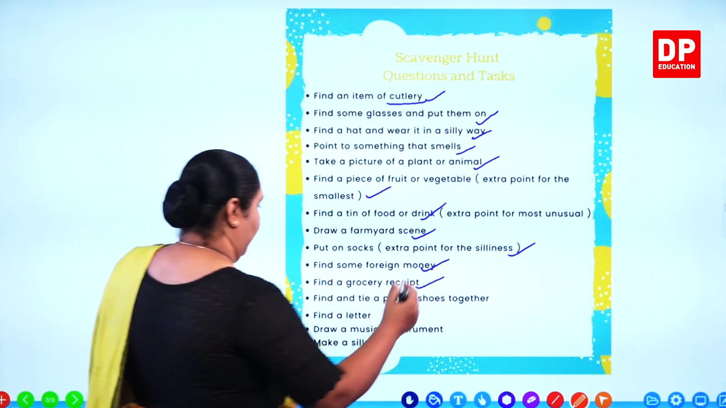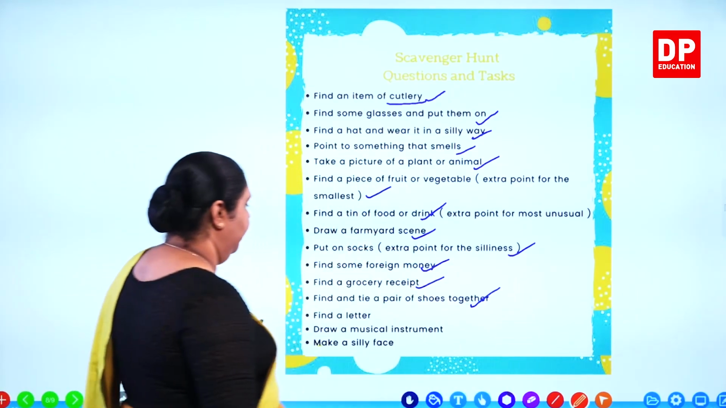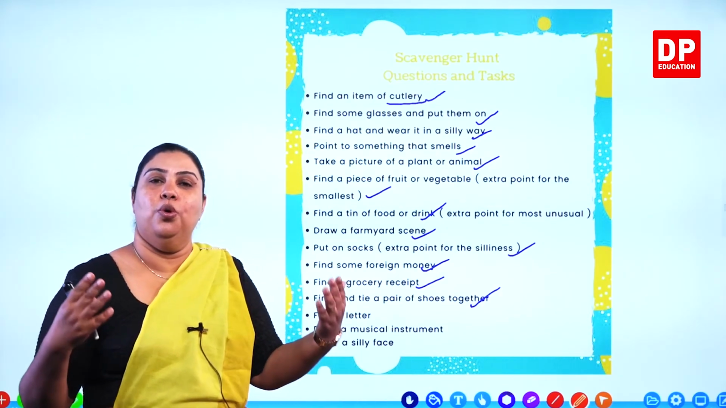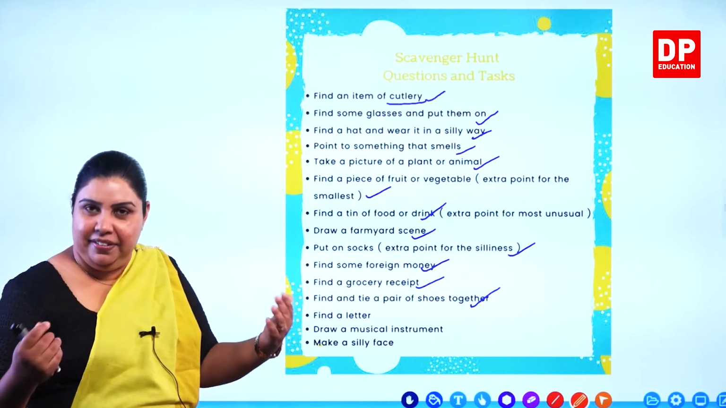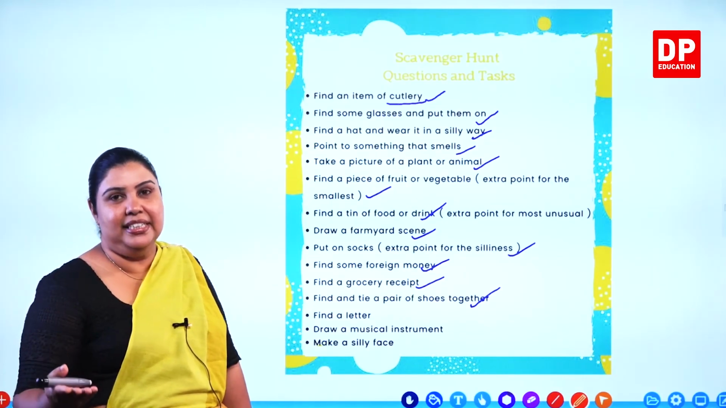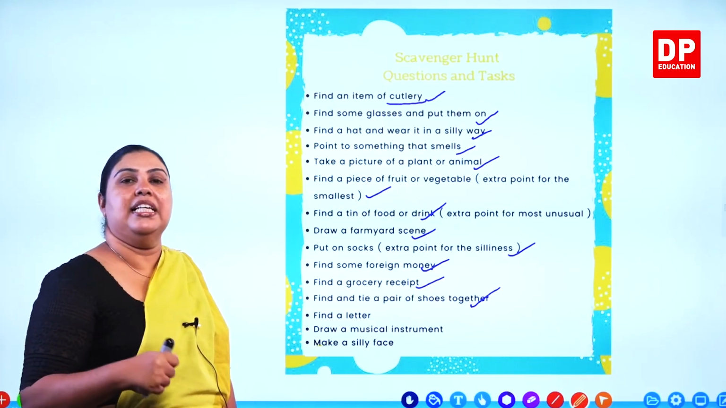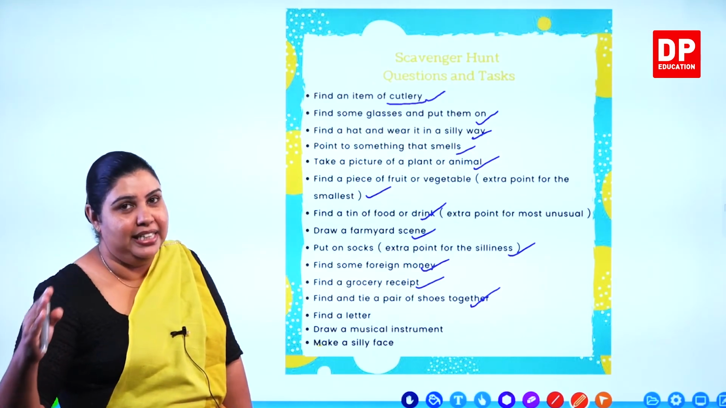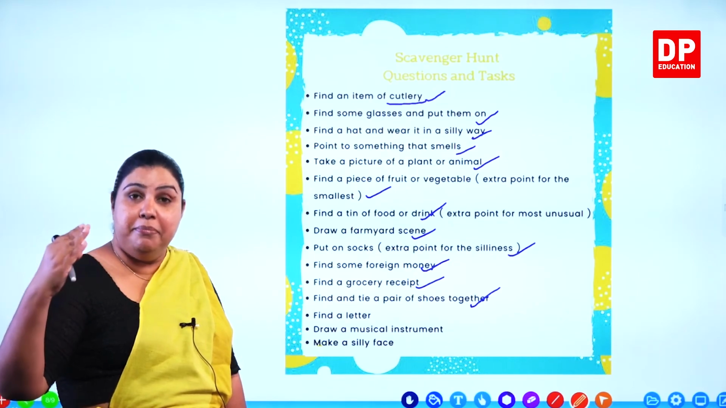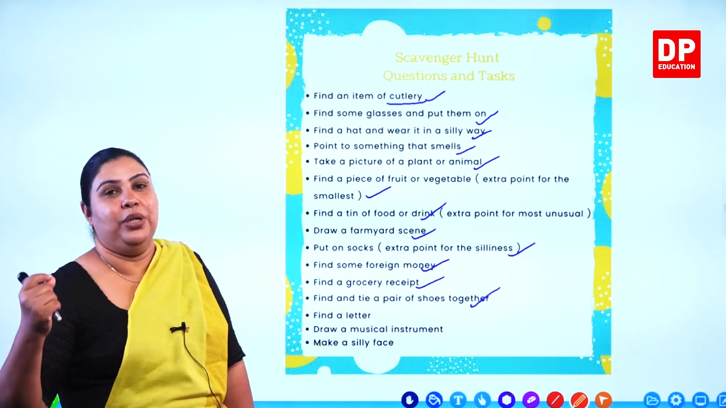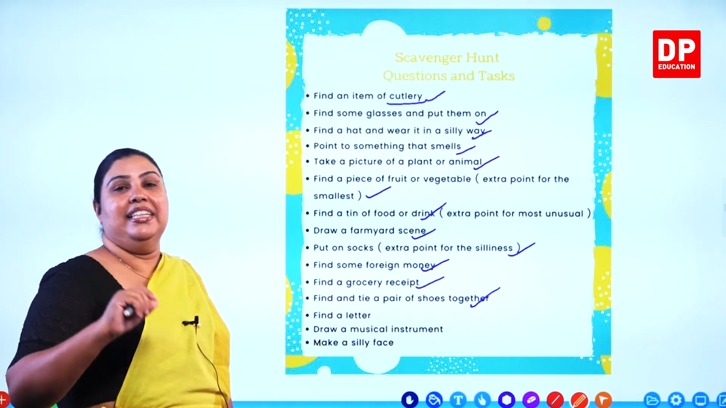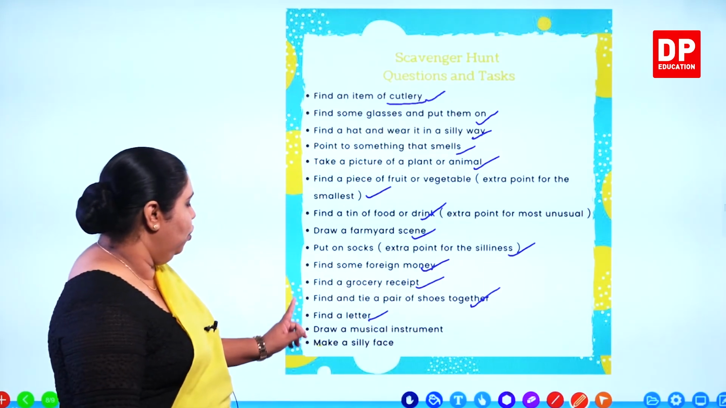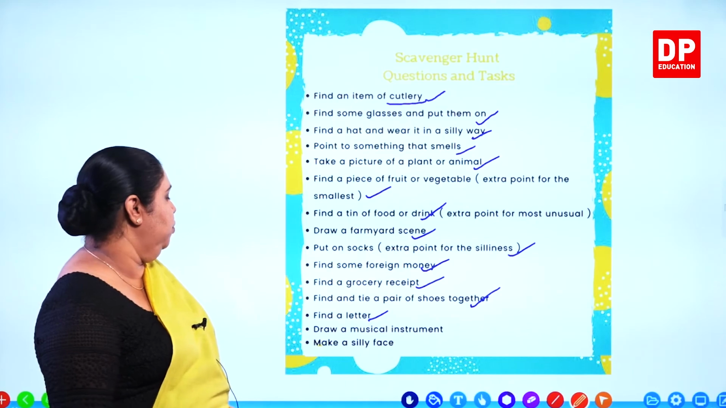That you can do. Oh, now we have to find a letter. Now there are so many letters at home. We get letters. The postman brings us letters. So you have to go and find a letter. Right? So there is a place at home where you keep all the mail that you get and you can go there and get a letter and come. Okay. So you can do that. That's done.